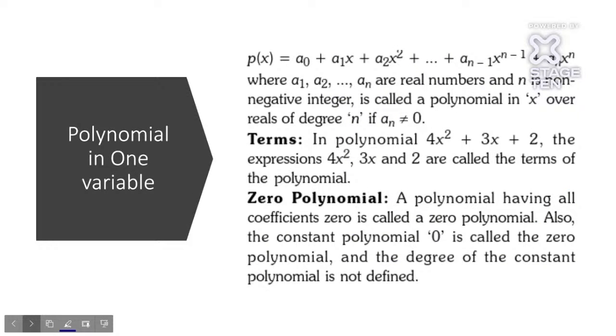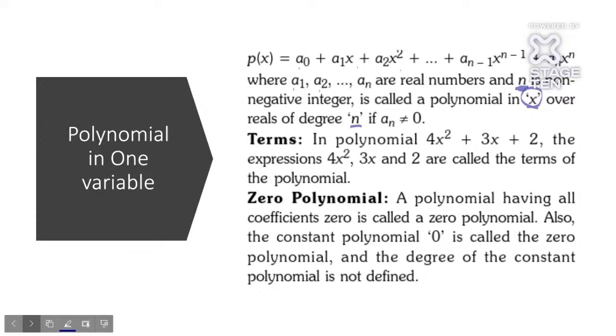Now, what is a polynomial in one variable? When I have a polynomial p of x, where x is the variable, it is a0 plus a1x plus a2x square, and it keeps going till an xn, where a0, a1, a2 till an are all real numbers, whereas n is a non-negative integer. That is called a polynomial in variable x. There will always be one single variable and the degree is n.